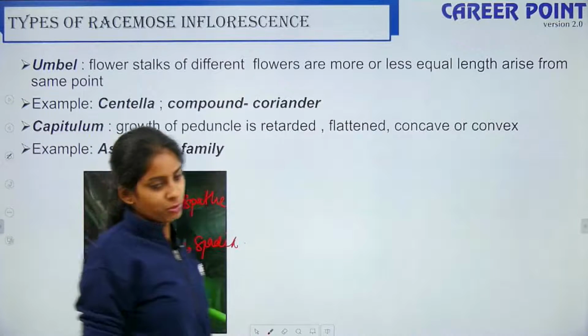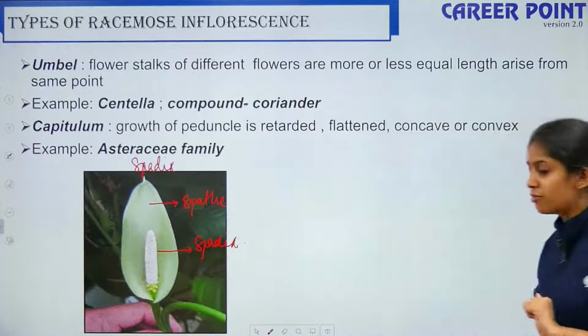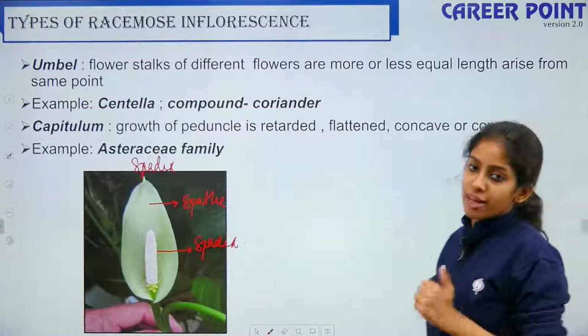Hi Spectrates. Okay, you're late. So we are talking about morphology in flowering plants. I am specially talking about inflorescence today.